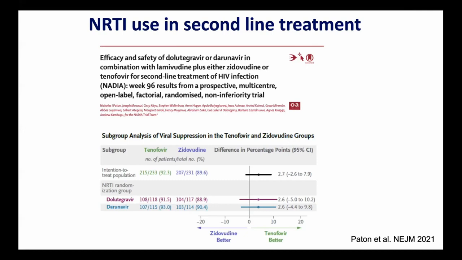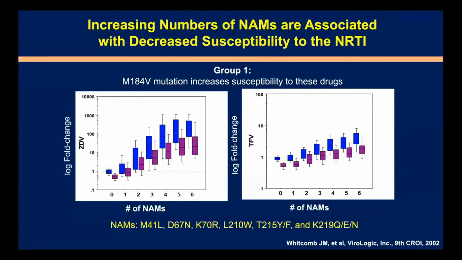if you fail with tenofovir and 3TC, going to AZT, which is not cross-resistance with the 65 mutation, really didn't make a difference. The bottom line is a tenofovir 3TC or FTC regimen can be reused with a better accompanying drug, whether it's boosted darunavir or dolutegravir. And there's a reason why that is.